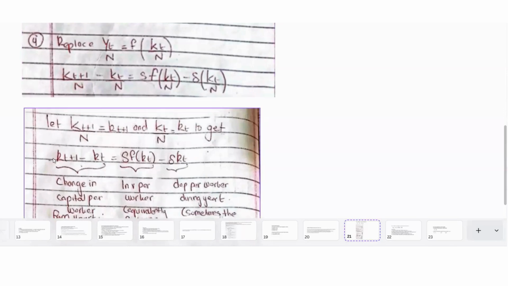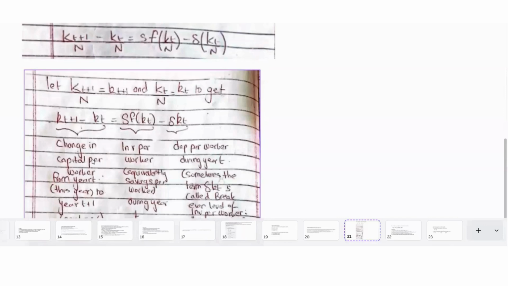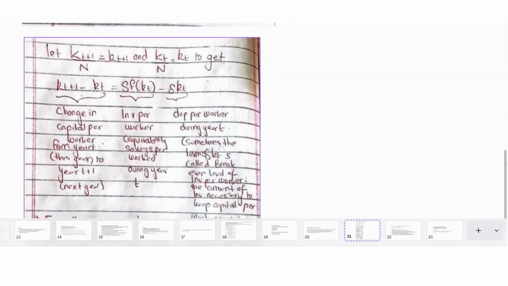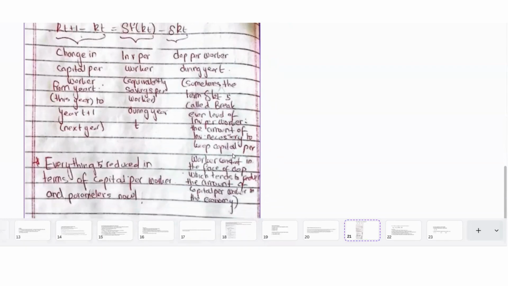So then I can write this as change in capital per worker from year t to year t plus 1 is equal to investment per worker, or equivalently savings per worker during year t, because remember investment is equal to savings in this model given our assumptions, minus depreciation per worker during year t. And sometimes this term delta k_t, which is depreciation per worker, is also known as break-even investment per worker, which represents the amount of investment necessary to keep capital per worker constant in the face of depreciation, which tends to reduce the amount of capital per worker in the economy.